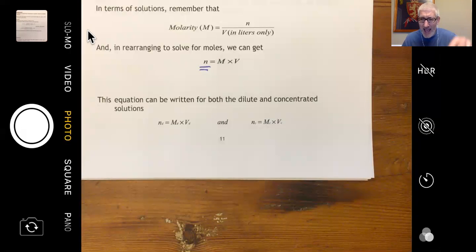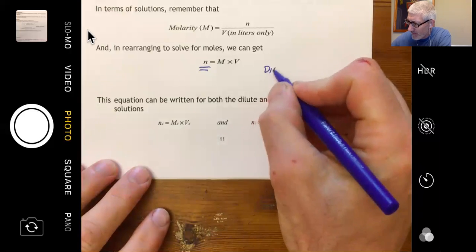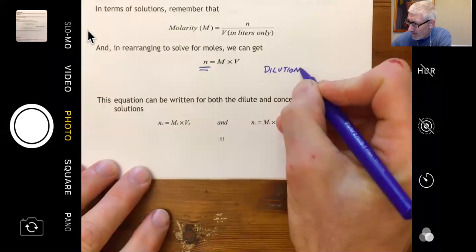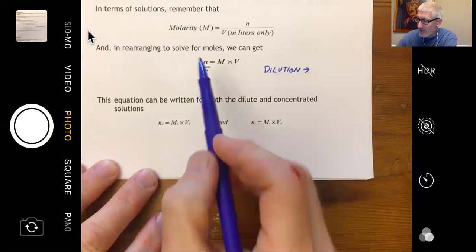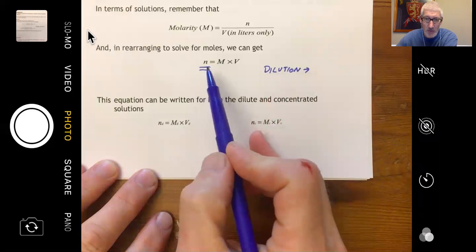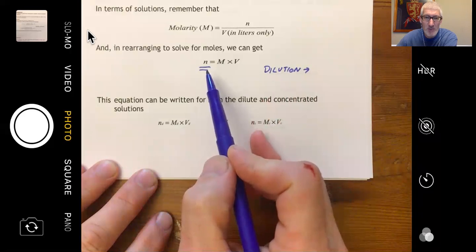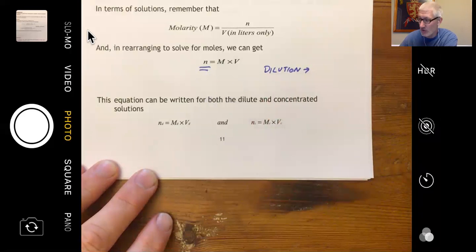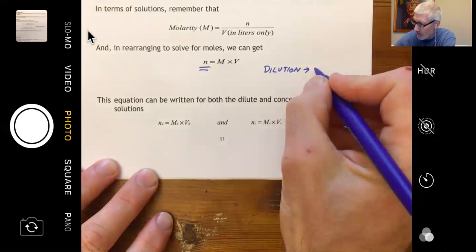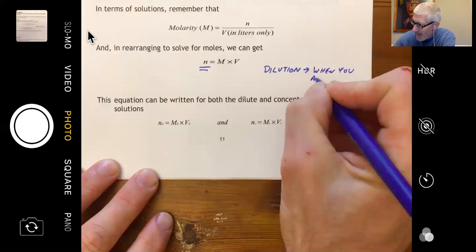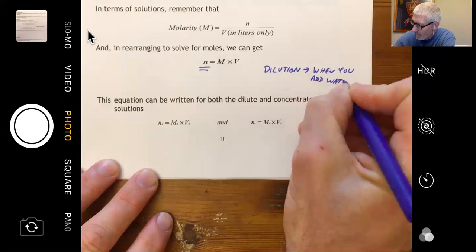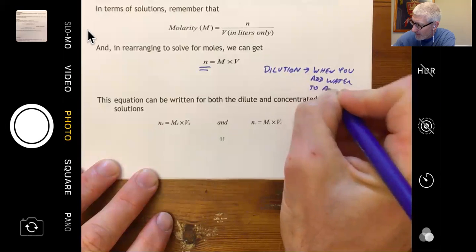The process of adding water to something is called dilution. You are diluting the concentration because you're not changing the number of moles of solute. You're not changing the amount of Gatorade powder that you put in there, but you are most definitely changing the volume of the solution. So dilution occurs when you add water to a solution.